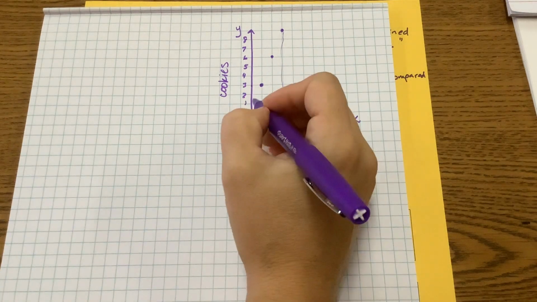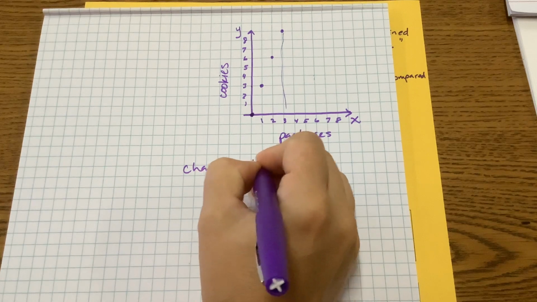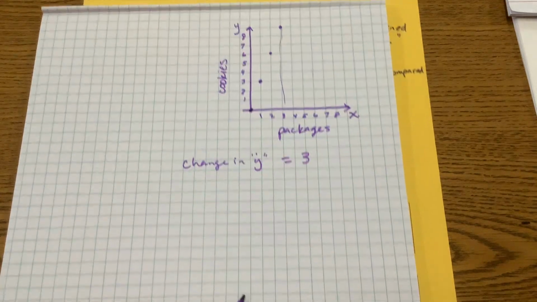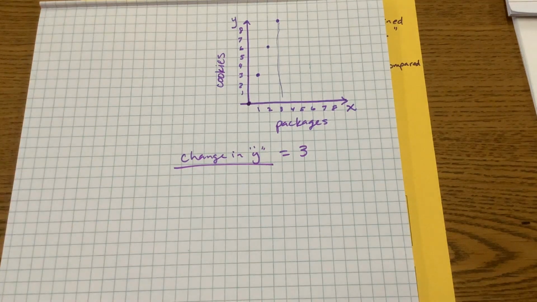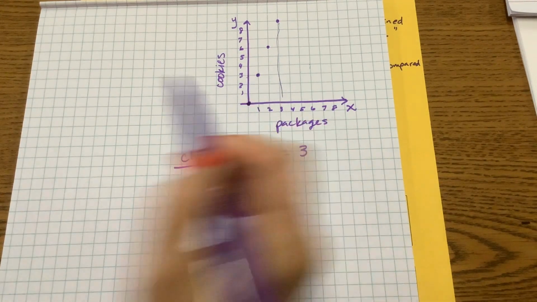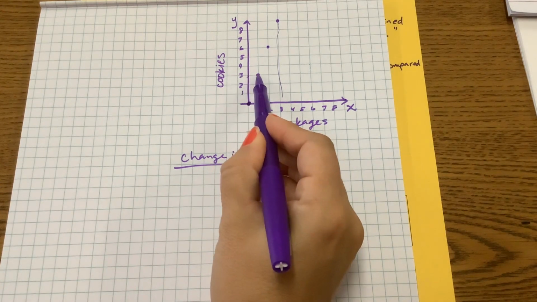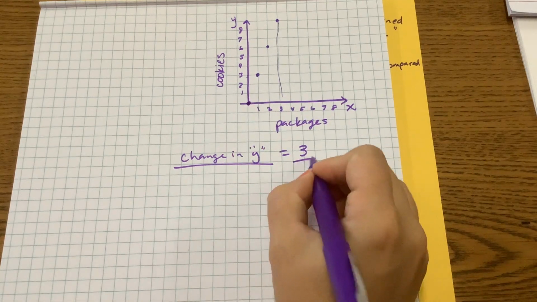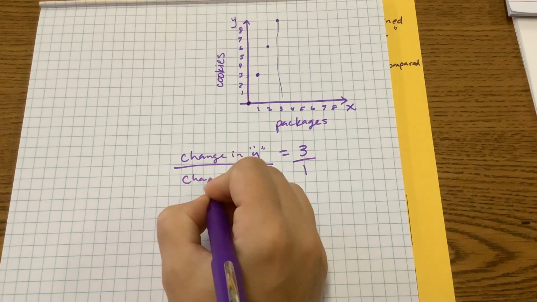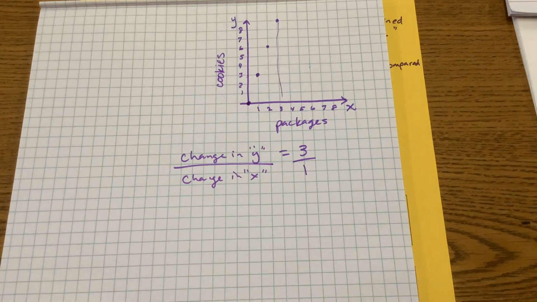3. So the change in y is actually 3. And then we take it and compare it to the change in x. How much is x changing? How far over? We went up 3 and then over 1. So it's 3 over 1. And that happens to be our unit rate. Our unit rate is 3 per package.